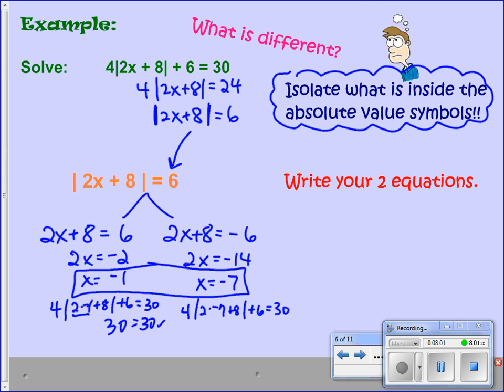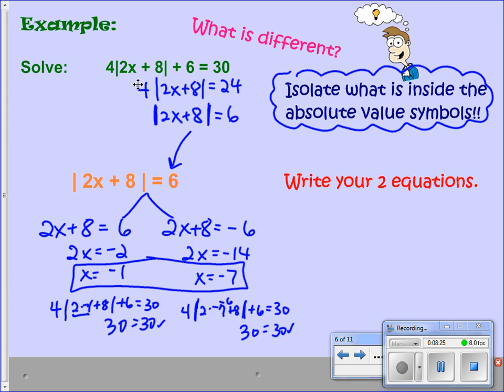That one does work out. Here we've got negative 14 plus 6, which would give me negative 6. But because it's the absolute value of negative 6, that's positive 6 times 4, 24 plus 6 gives me 30. So solve and check. And I think you're noticing that I'm not showing all of my undoing steps.